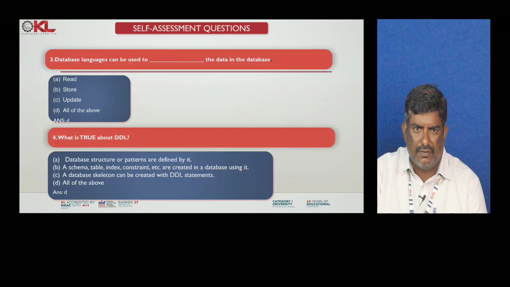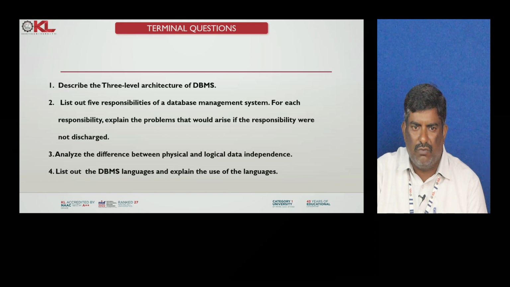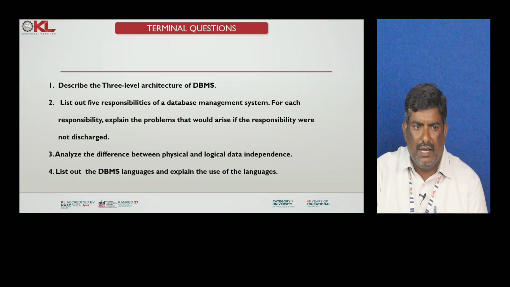These are all the important questions regarding this session. Describe the three-level architecture of the DBMS. List out 5 responsibilities of a database management system. For each responsibility, explain the problems that would arise if the responsibility were not discharged. And next one, analyze the difference between physical and logical data independence, list out the database management system languages, and explain the use of the languages.